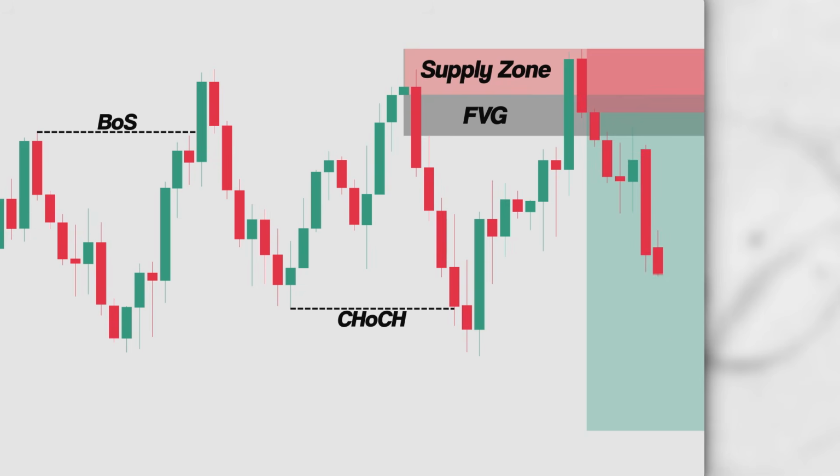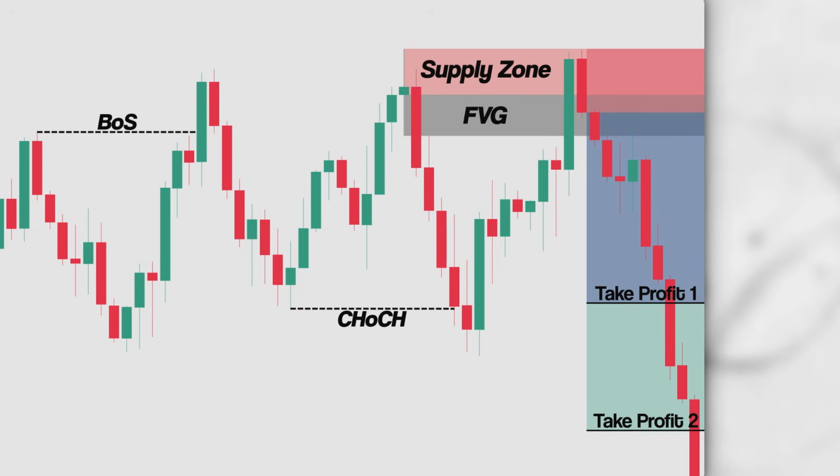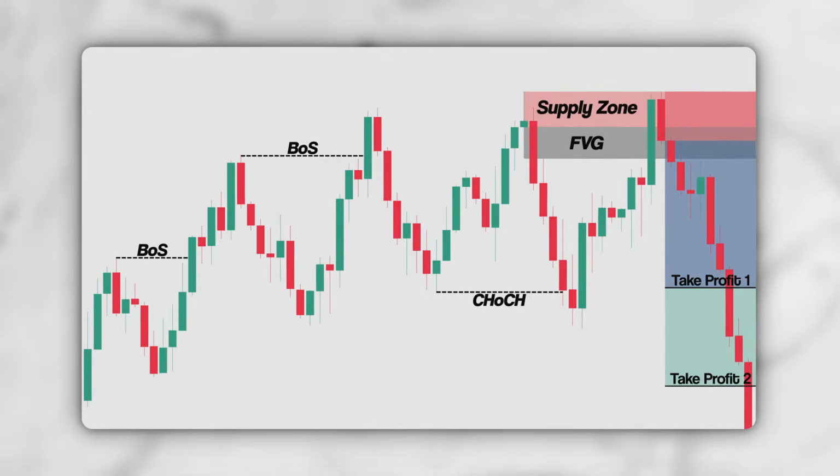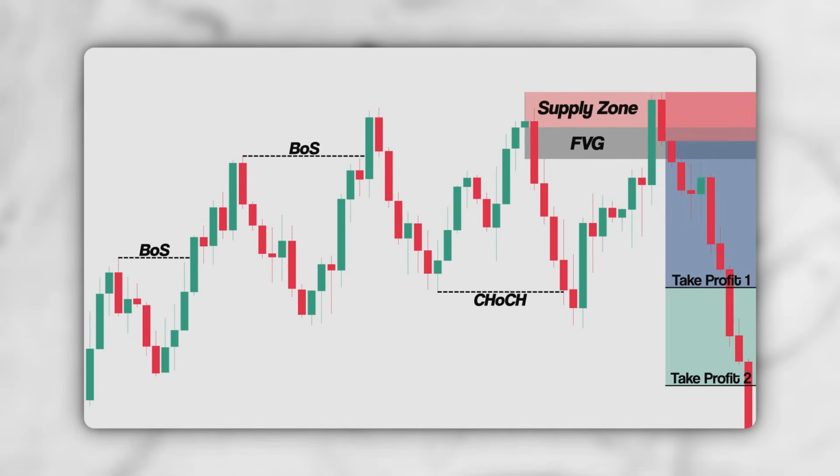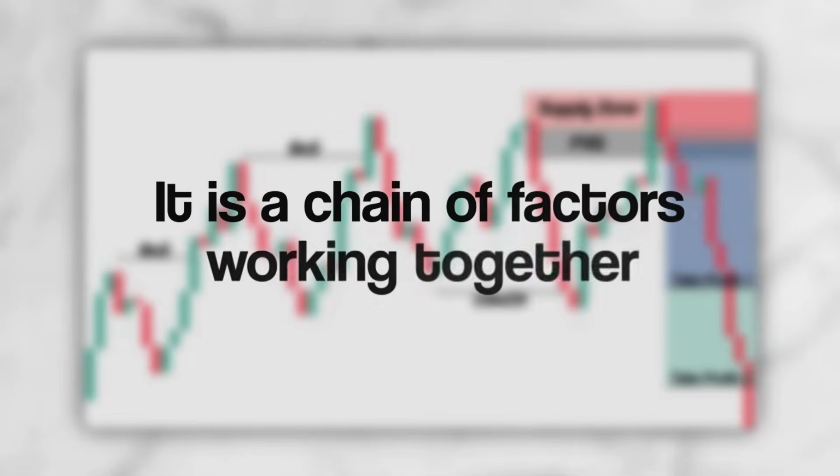This risk-to-reward ratio is justified in high-probability setups like this one. As an alternative, we can scale out of the position, taking partial profit at a 3-to-1 ratio and leaving the remaining portion to run toward the 5-to-1 target. This is not just a simple supply and confirmation setup. It is a chain of factors working together.